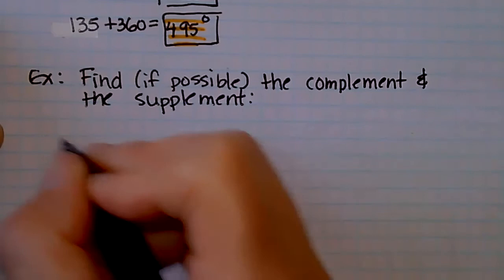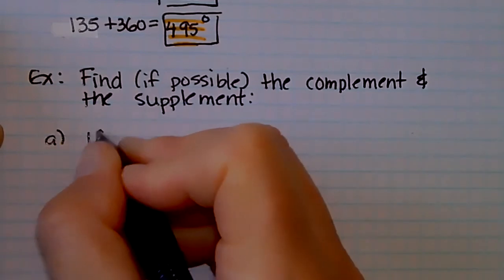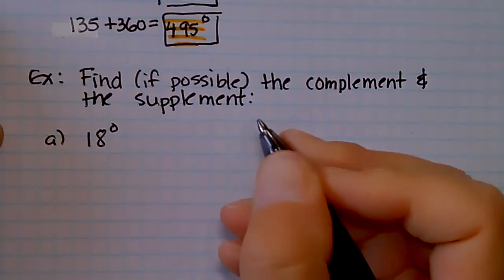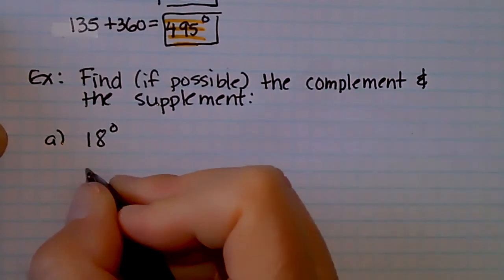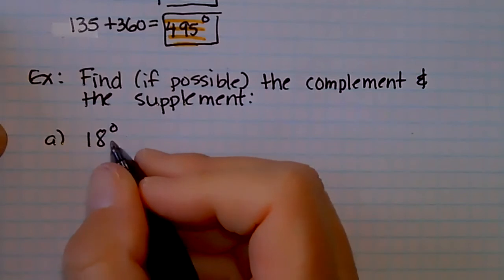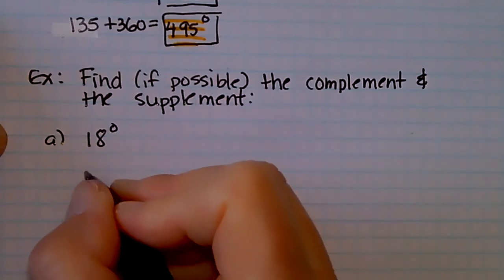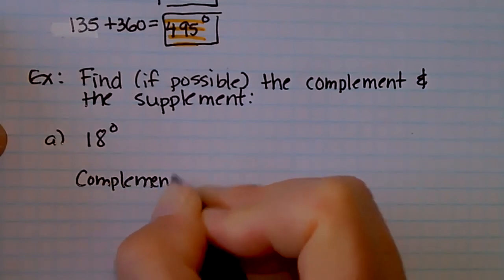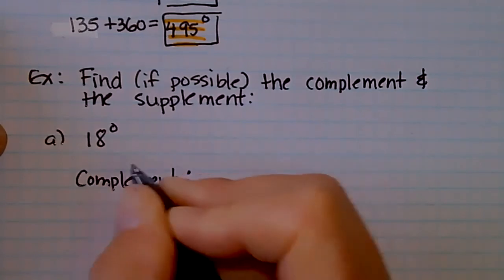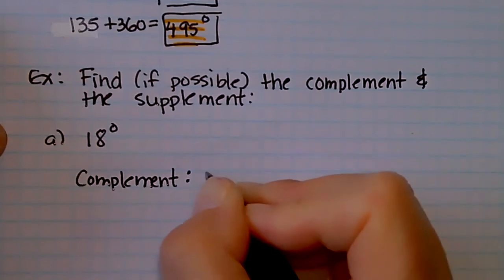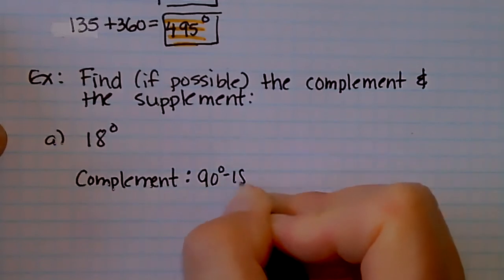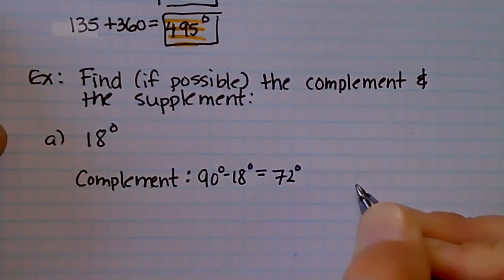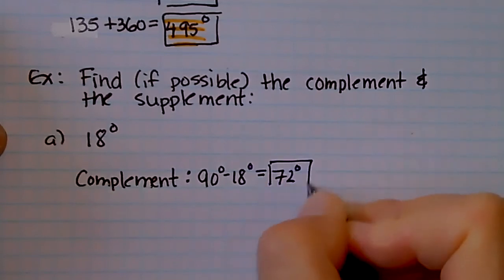So let's say we're going to do 18 degrees, okay? And we're going to find the complement and the supplement. So the complement, again, is adding to 90 degrees. So if I want to find the complement, I'm basically asking what can I add with 18 degrees to get to 90 degrees. So I'm going to take 90 degrees minus 18 degrees, and I'm going to end up with 72 degrees. And that's going to be my complement.